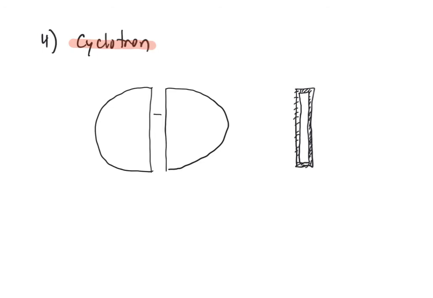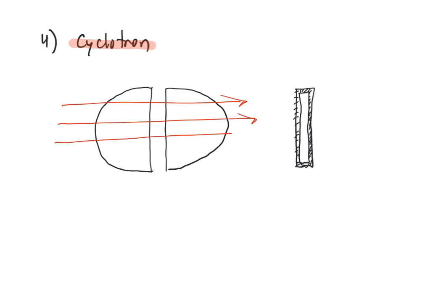And what we're going to do here is create an external electric field. We're going to immerse this thing in an external electric field. So we have an electric field, E, like so. And then we'll have a magnetic field here. Again, so these fields are crossed now.